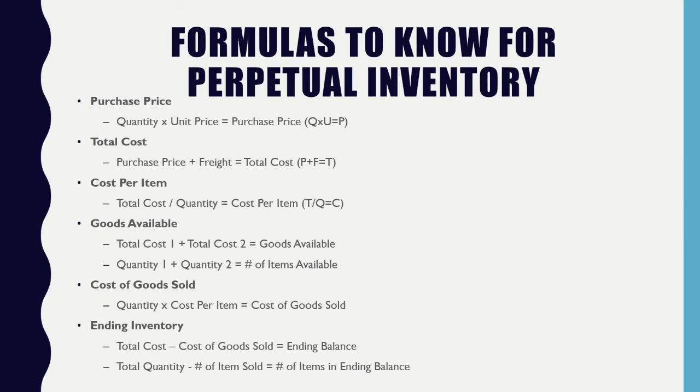It's going to be looking at our inventory on hand section of the worksheet. So you're going to add up your total costs in that column, and you'll know exactly how much goods available you have. Cost of goods sold is going to be quantity times the cost per item, which equals the cost of goods sold. So we're going to be computing the cost of goods sold every single time we sell a product. And of course, ending inventory is just going to be your total cost minus the cost of goods sold. Pretty straightforward.